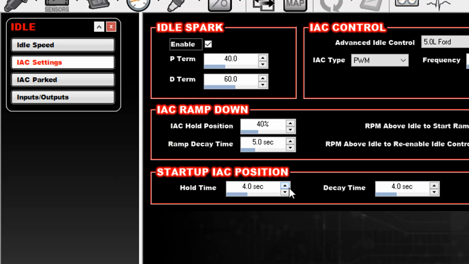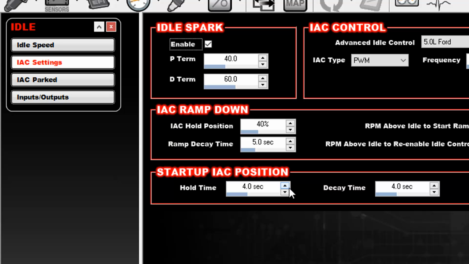So you're essentially saying stay at this percent for 4 seconds, and then go down for another 4 seconds. Now, early on in your tuning with the system, your fuel's probably not quite right, and a number of other things probably need some adjustment as well, so the car's naturally going to be more cranky when you start it.